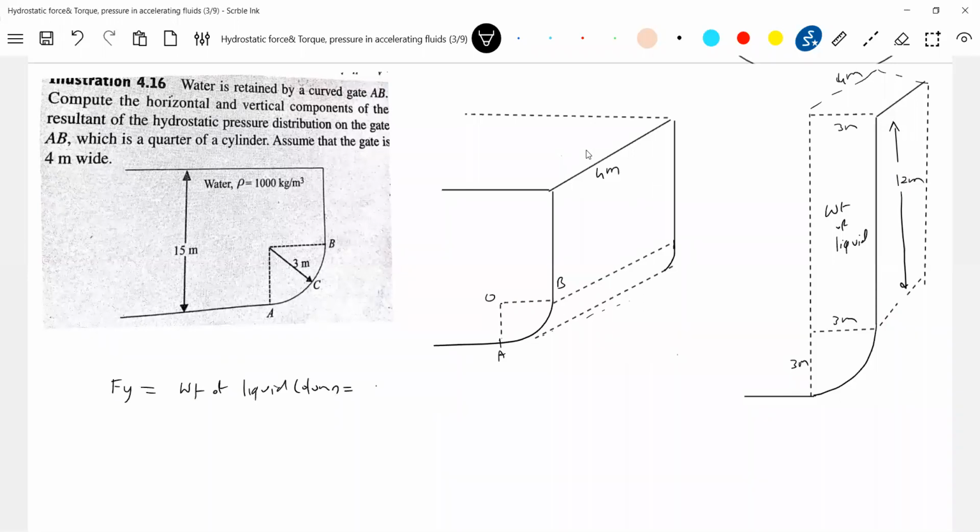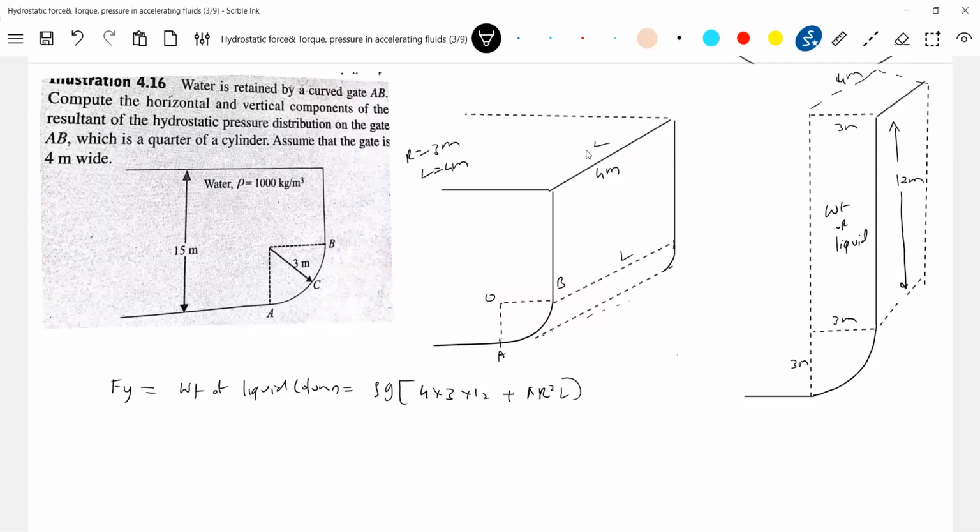For the rectangular part, first we'll write the density of water times g: density rho g into 4 into 3 into 12, plus the quarter cylinder. The quarter cylinder volume will be pi r square, and this you can call L. What is L? L is equal to 4 meter, r equal to 3 meter. Substitute, and you'll get the vertical component.